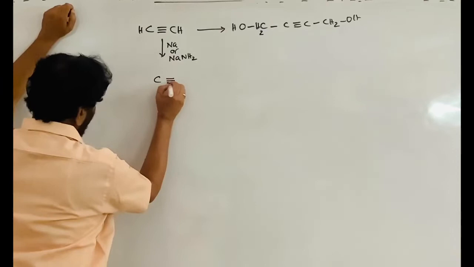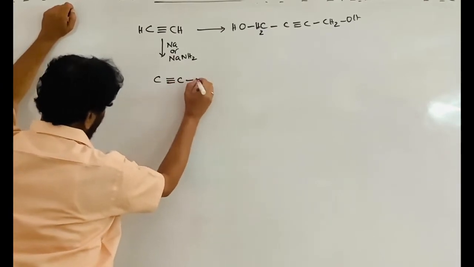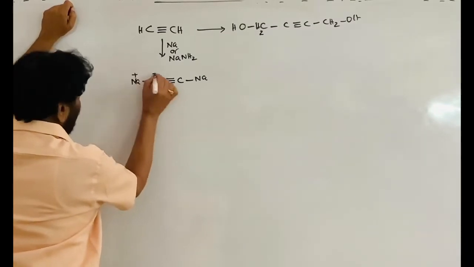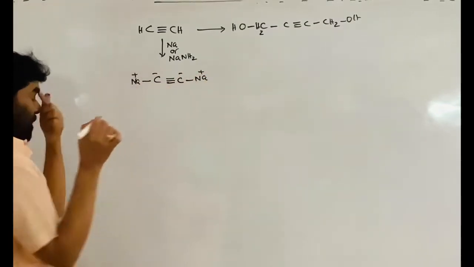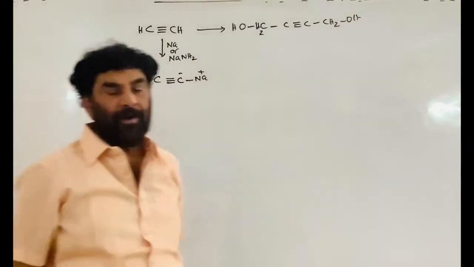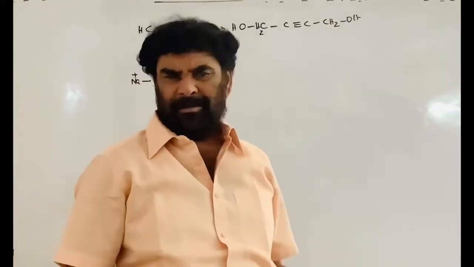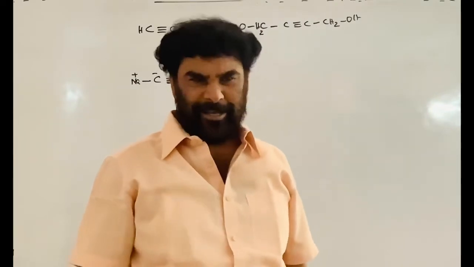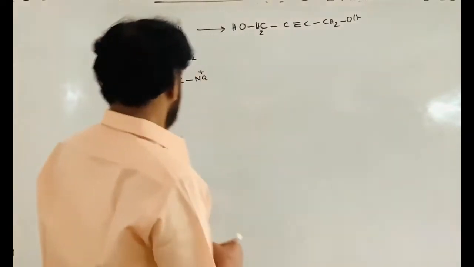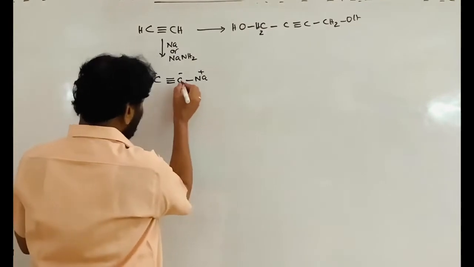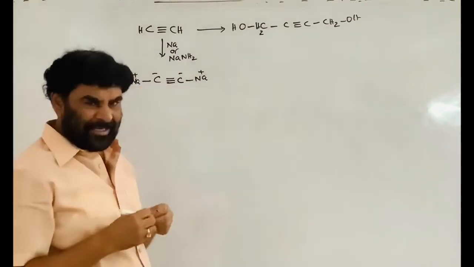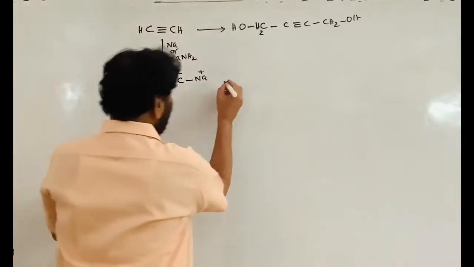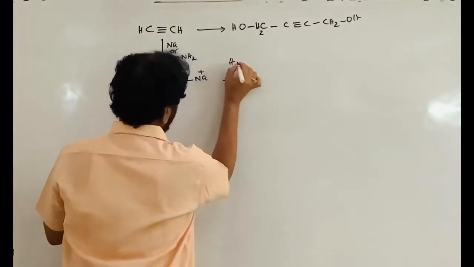This is the triple bond C, this is Na, this is Na, positive, negative, negative, positive. Disodium acetylide is formed. Many higher alkynes are prepared starting from acetylene this way. Now this is a carbanion. Sodium acetylide is the source of the carbanion. So now treat with formaldehyde.